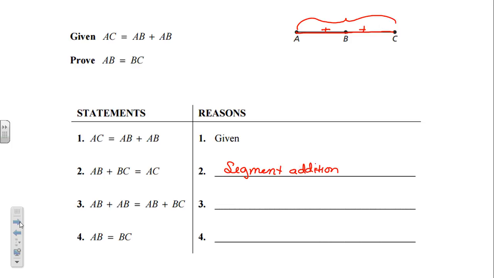Okay. Now, we have 2 statements here. This and this. Okay? How can we get from those 2 statements to this? I see these here, right? And I see these things here. What do they have in common?